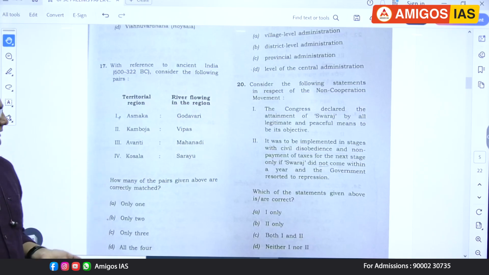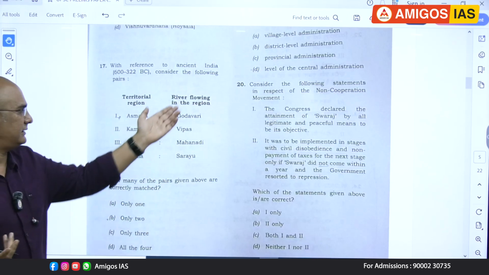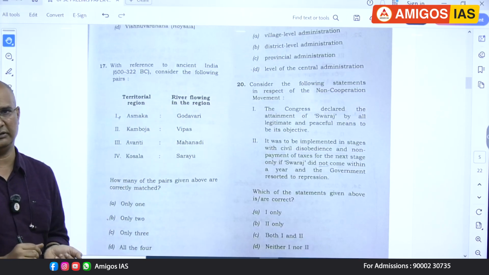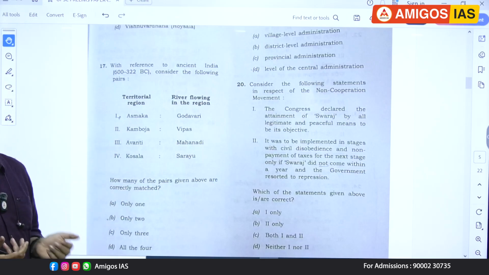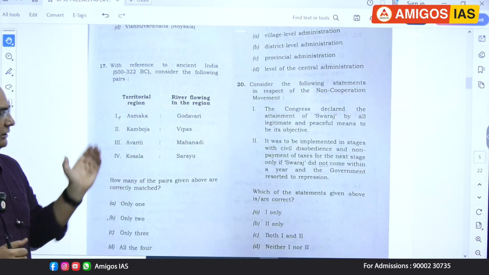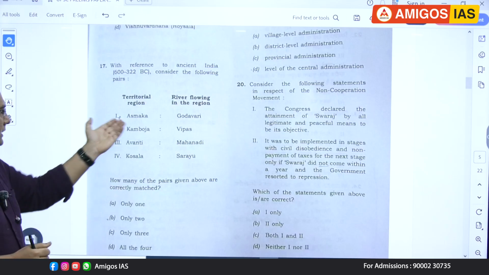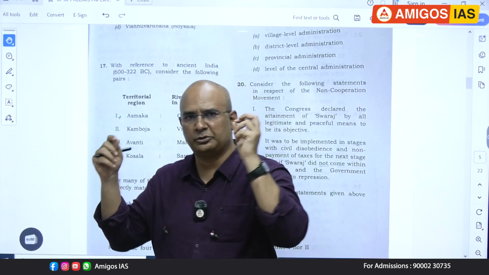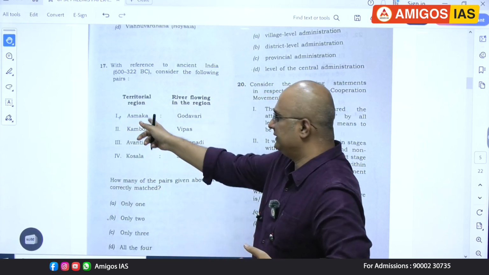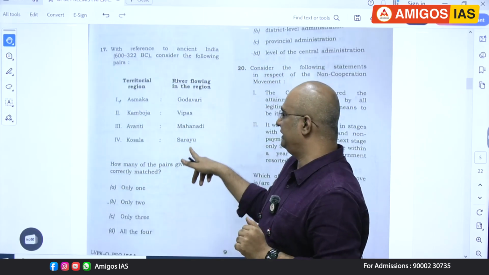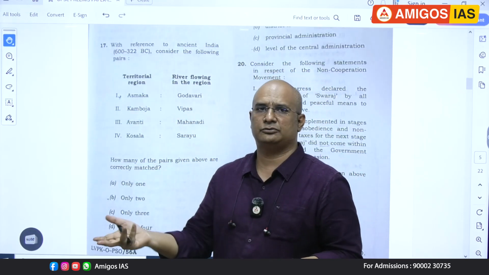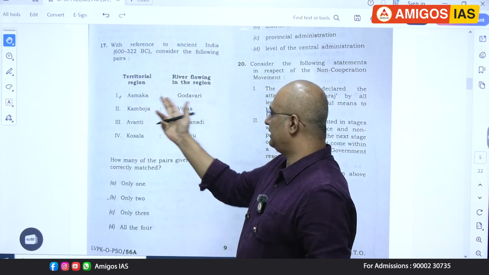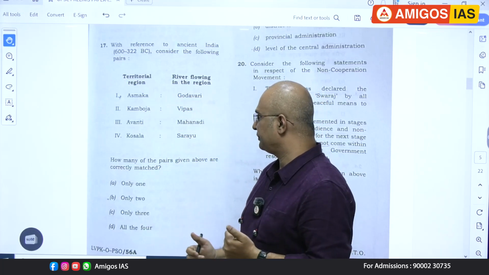Out of 16 Mahajanapadas, they've asked you 4. And this is based on some basic logic of where the rivers are located from your geography knowledge. You can easily identify whether these things are located on that particular river or not. Now, Asmaka, any student who has seen a map of Mahajanapadas will be able to easily tell Asmaka is coming in the Deccan region and Godavari is a river that's definitely flowing through that region only. So the Asmaka and Godavari matching is correct.